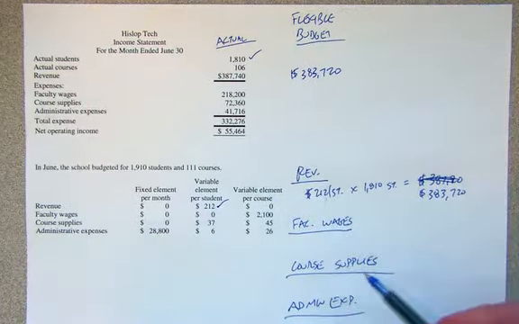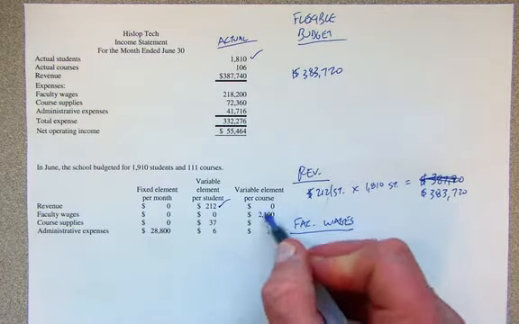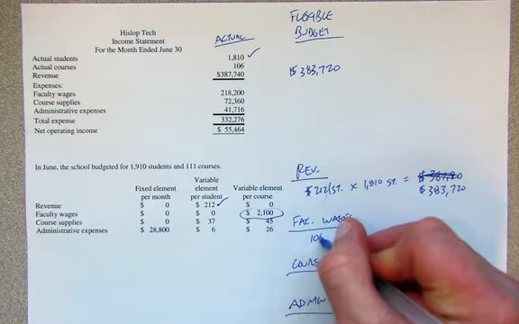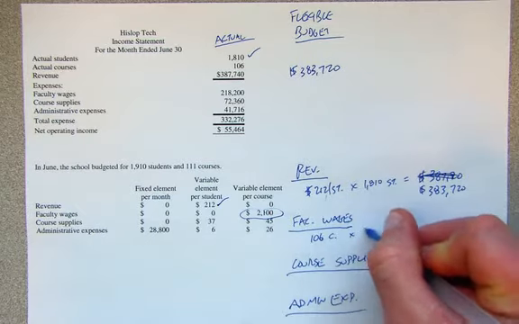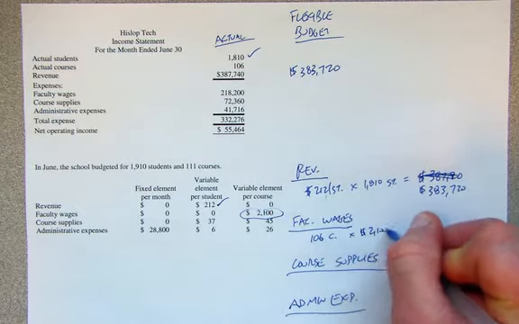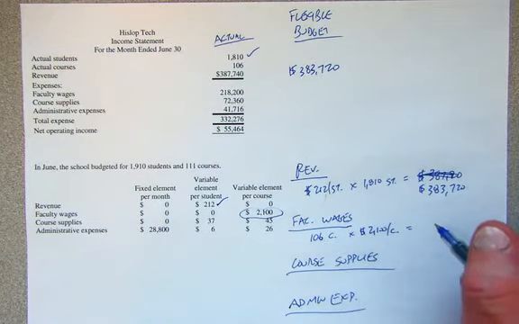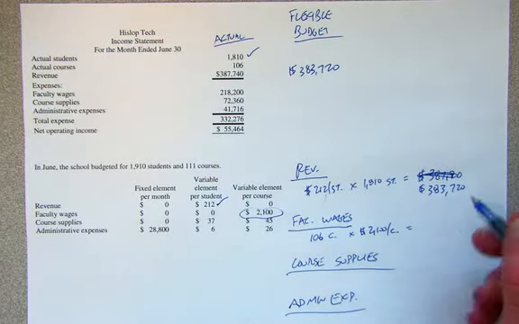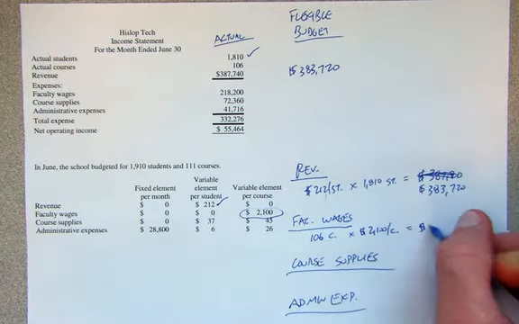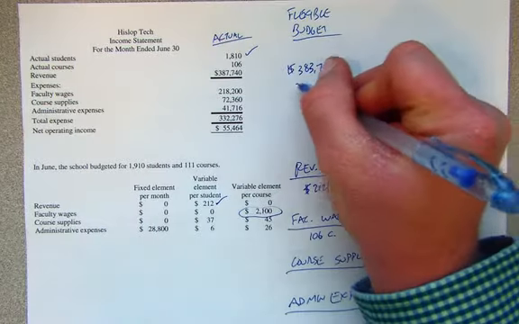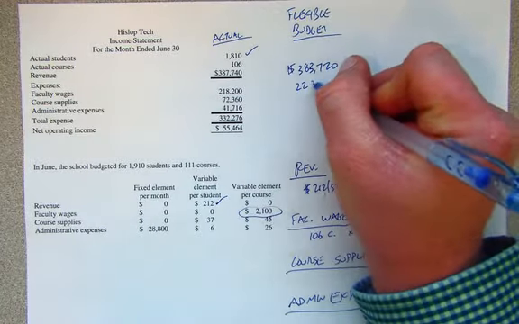All right, faculty wages. We would expect faculty wages to be variable based upon the number of courses. So let's just say 106 courses times $2,100 per course. We would expect that our faculty wages would be $222,600. We can put that up here next to faculty wages.